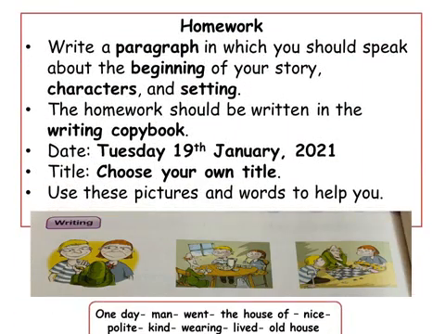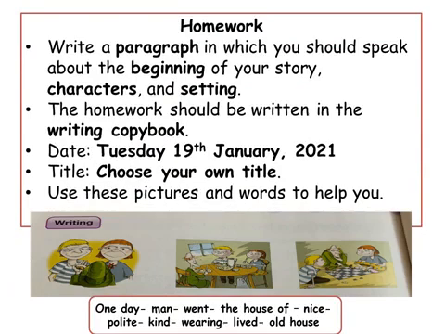And this is your homework. I am repeating this again to make sure that you have understood everything. You should write a paragraph in which you speak about the beginning of your story, characters, and setting. The homework should be written in the writing copybook. The date is here, the title is here, and use these pictures and the helping words to write your paragraph.